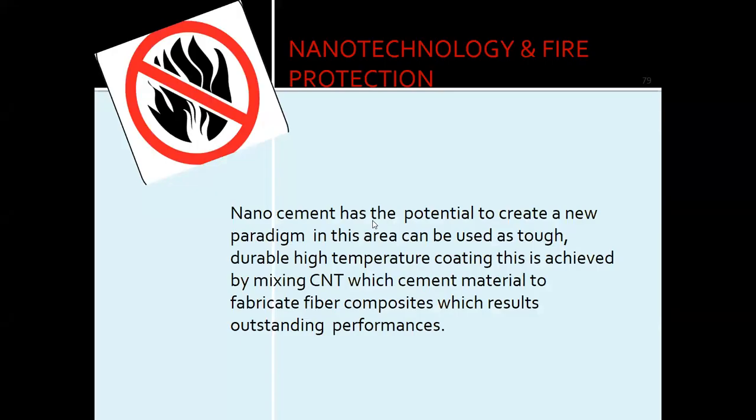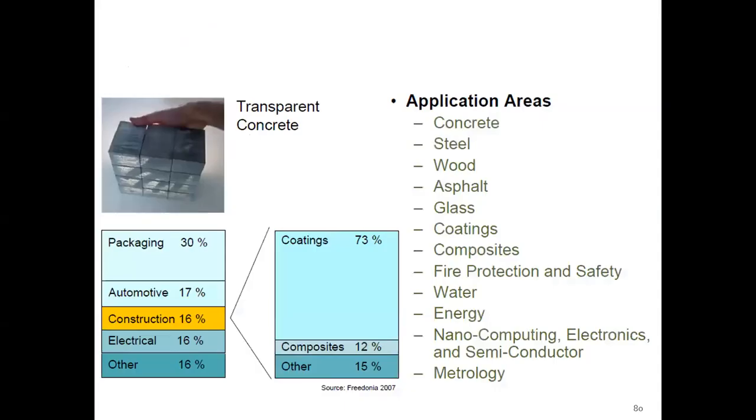But yes, nanotechnology, when added in a cement concrete, it imparts novel properties. So nano cement has the potential to create a new paradigm in this area, can be used as a tough, durable, high temperature coating. And this is achieved by mixing carbon nanotube in the cement material to fabricate fiber composite, which results in outstanding performance.